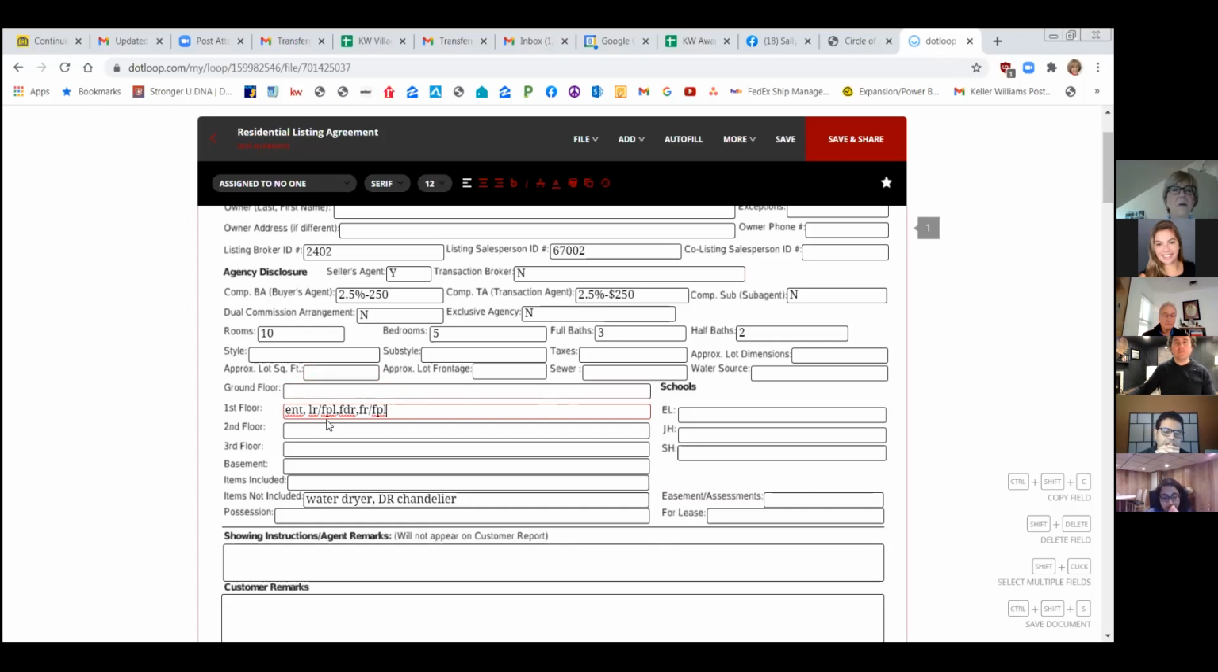And then we're going to go upstairs and put our rooms upstairs. If there's a third floor, we'll add the rooms there. And then the basement. For basement, what you usually say is if it's finished or unfinished. And if it's finished, and let's say there's a home theater or something fancy, you want to mention that in this space.